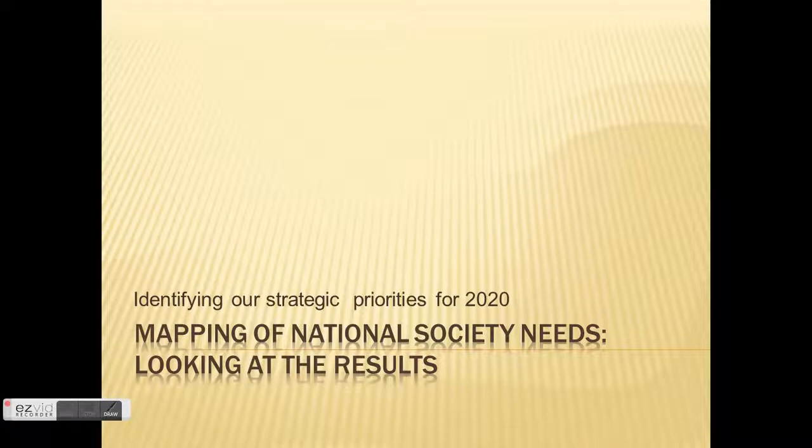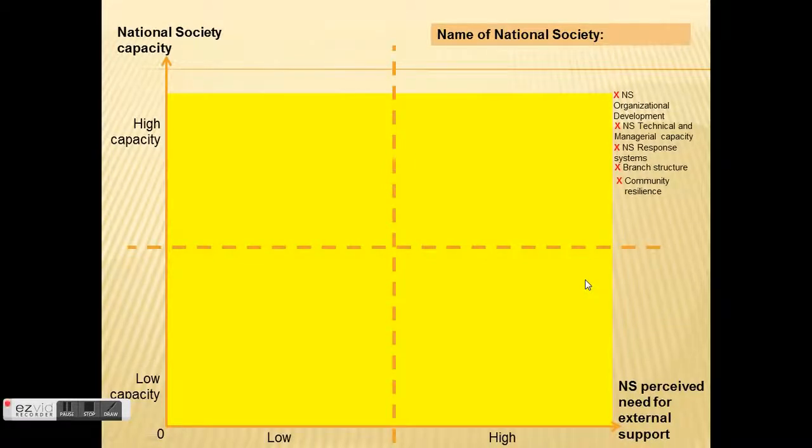So welcome to this analysis of the results from our mapping exercise of National Society needs. What we're looking at right now is our original chart mapping current National Society capacity and future National Society areas of opportunity. As we explained in the earlier tutorial, the vertical axis looks at National Society capacity. Now we have to recognize that this capacity may be extremely low in one or several of our 5 areas.